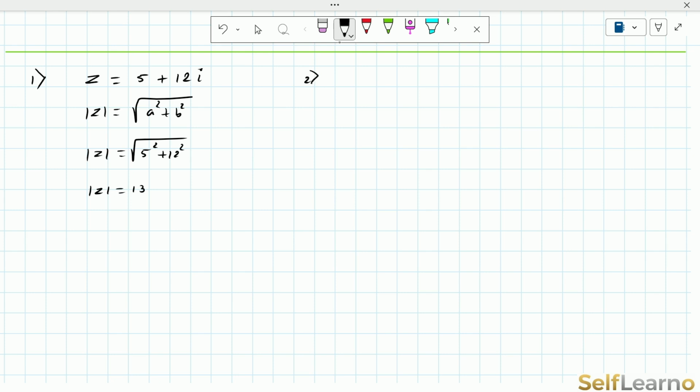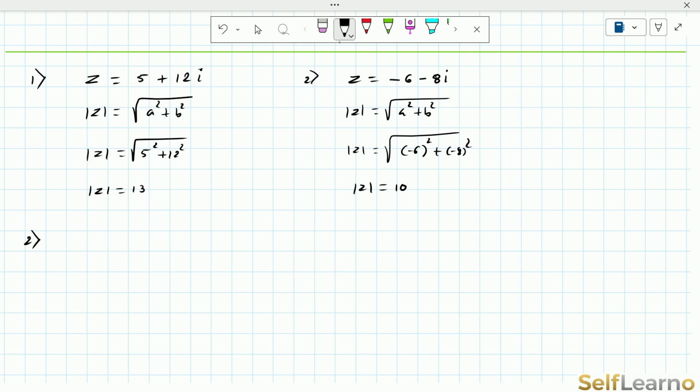Second, z is equal to minus 6 minus 8i. I want to find the modulus of this complex number. I can use the formula under root a square plus b square. So that is under root negative 6 square plus negative 8 square. So using your calculator, you will get the answer 10. So it is an easy process.